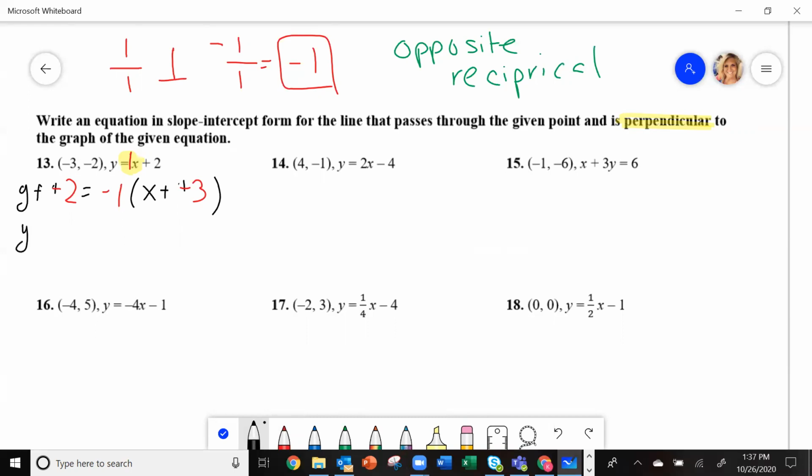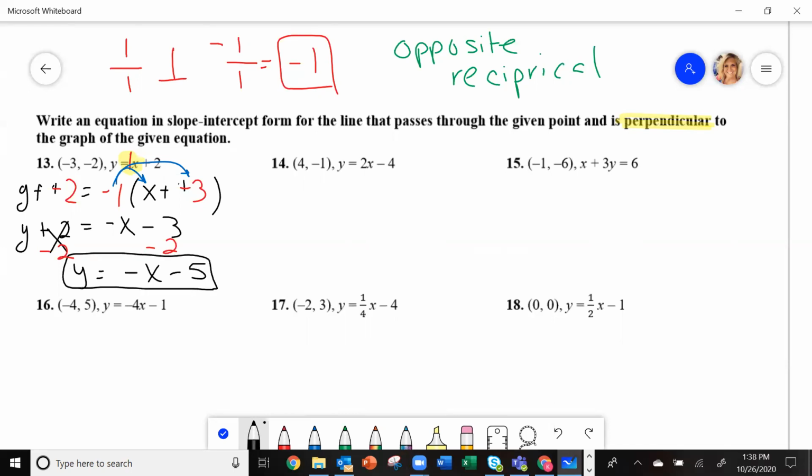So I get y plus 2 equals, multiply right here, I get -x minus 3. Subtract 2 from each side, I get y equals -x minus 5. This is the line that is perpendicular to this equation and goes to the point -3, -2.